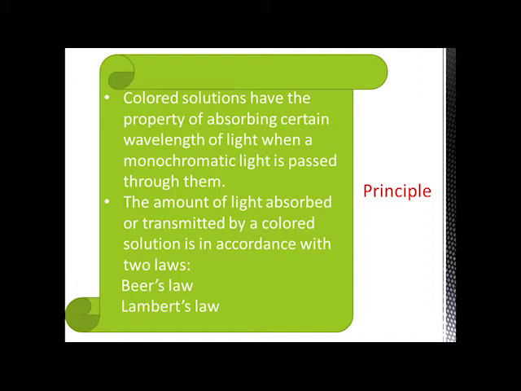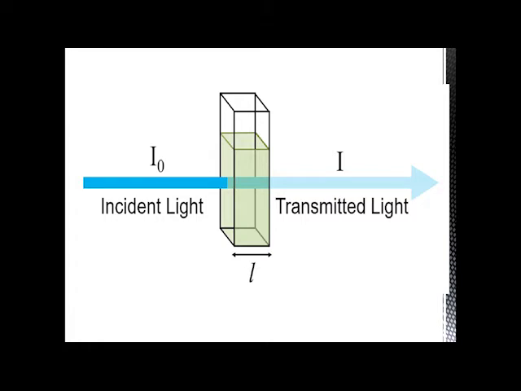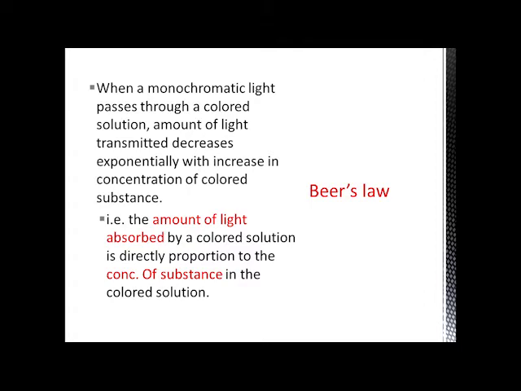So first one is Beer's law. When a monochromatic light passes, it enters into the medium or the solution, a particular amount of light is absorbed and the balance amount is transmitted, and this is connected with the concentration of analyte in the solution and the path through which the light has traveled. That is mainly taken into consideration in Beer's law and Lambert's law. So the first one is Beer's law.